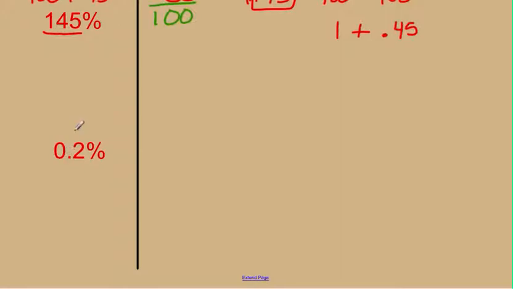Ooh, so we got another tricky one here. We just dealt with a tricky one up on top, and now we got another tricky one with the decimal already being here. So I want you to think about what's going on in this problem.